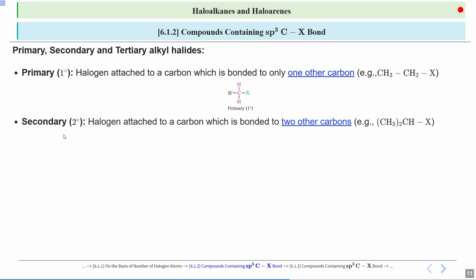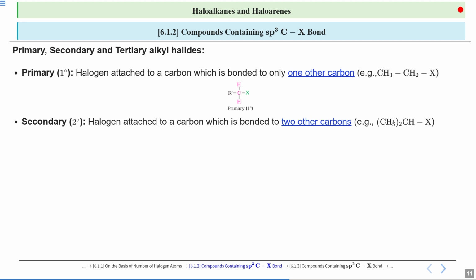Let's understand about the secondary alkyl halides, represented by 2 degree. Halogen is attached to a carbon which is bonded to 2 other carbons, because we are talking about 2 degree. 2 degree means the carbon which has the halogen is going to bind with 2 carbon atoms. So the halogen is attaching with the carbon and that carbon is bonded to 2 other carbons. Then the alkyl halide you got is secondary, or 2 degree.